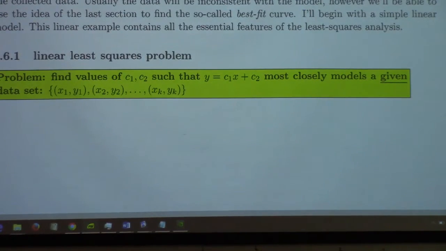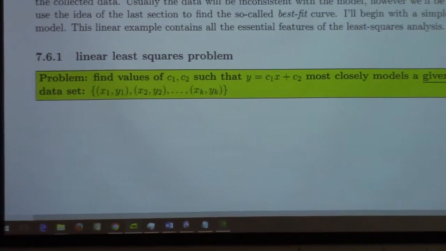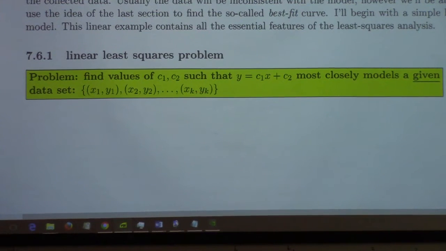So here's a problem. Suppose you got a bunch of data, and you're trying to fit a line, right? So I've got some model that says y is equal to some parameter c1x plus c2, and I'm given some set of data, x1, y1, x2, y2, and so on up to xk, yk. If I've got more than 2 points, there's no reason that the data set should lie on the line, right? So how do you minimize the error in your model?